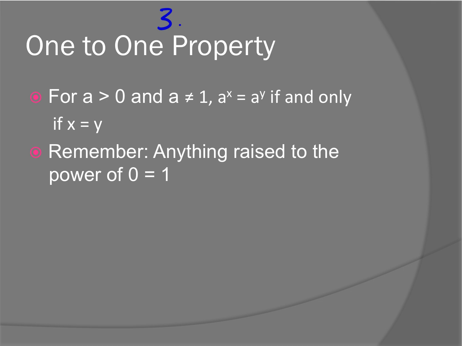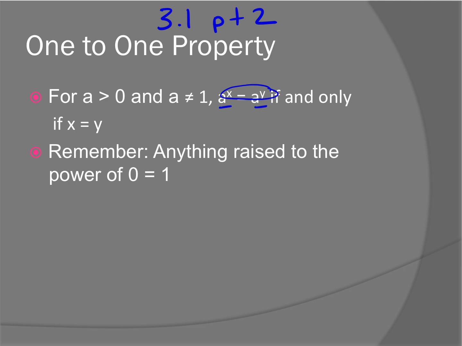Right, so 3.1, part 2. We're going to be solving exponential equations. One way that we can solve exponential equations is the one-to-one property, which just means that we want the bases to be the same. If the bases are the same, then we can set the exponents equal to each other.